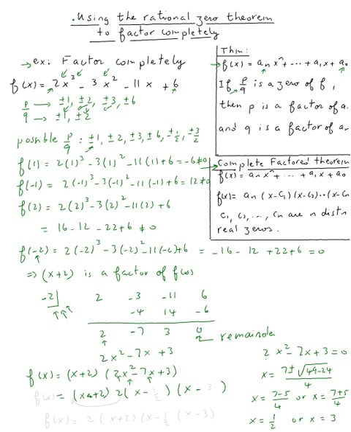So the answer will be 1/2 here and 3 here. All we need to do now is rewrite it, put the 2 here, and we're done. So f of x is equal to x plus 2, x minus a half, and then x minus 3. And that's it for this example.